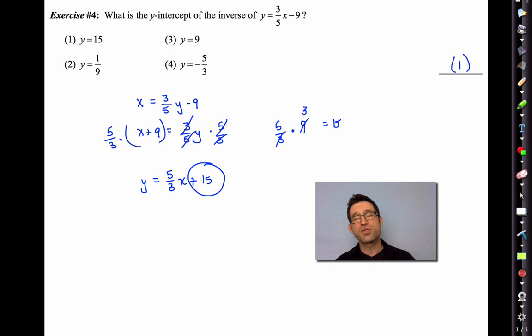That's pretty much the most straightforward way of doing it, right? I mean, if I know how to identify the y-intercept by just looking at the equation, then obviously if I can find the equation of the inverse, the y-intercept's not that bad.